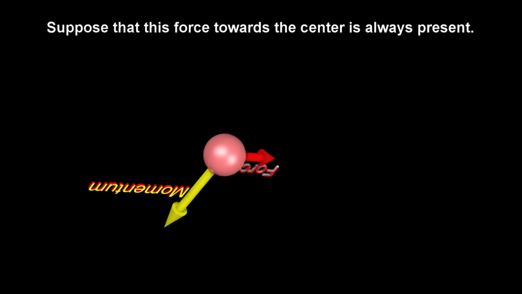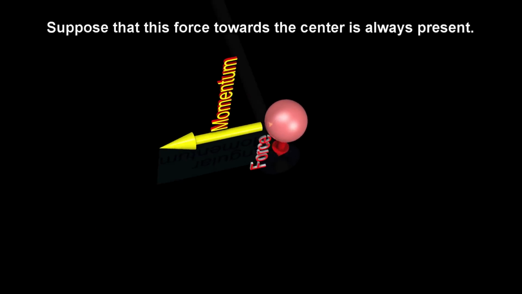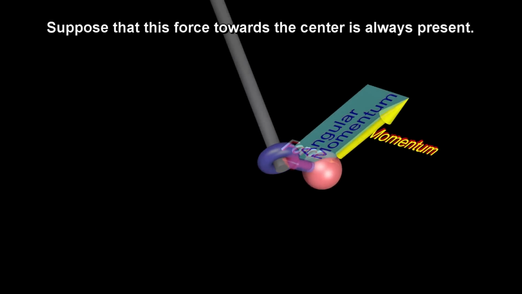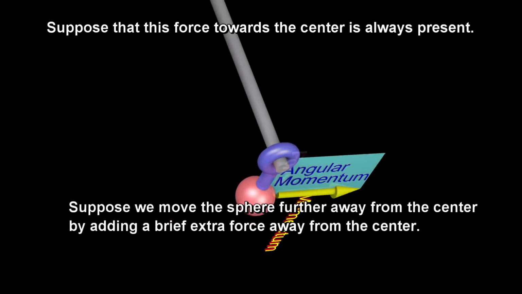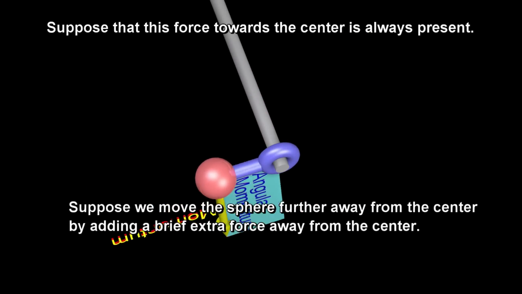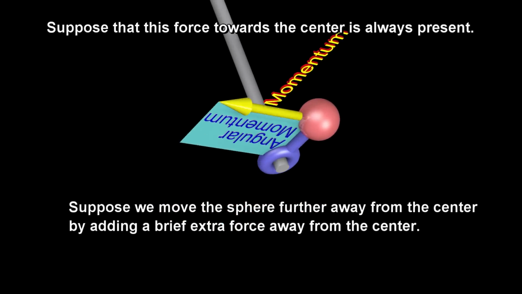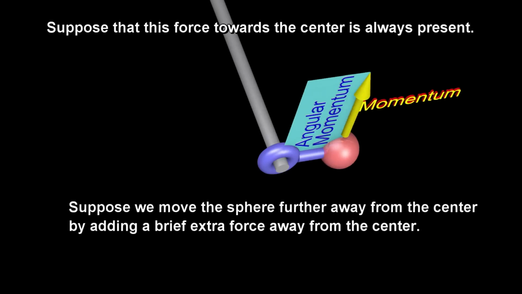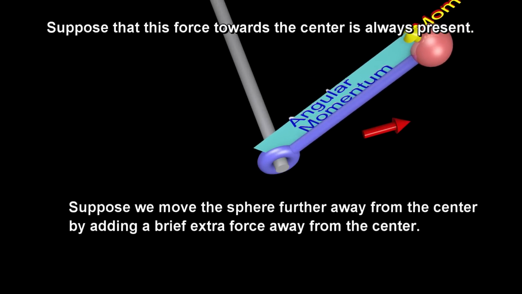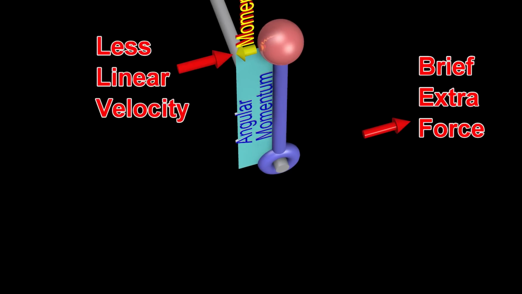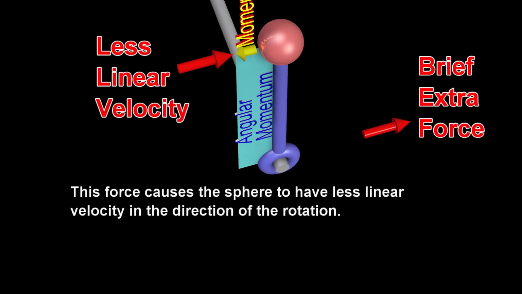Suppose that this force towards the center is always present. Suppose we move the sphere further away from the center by adding a brief extra force away from the center. This force causes the sphere to have less linear velocity in the direction of the rotation.